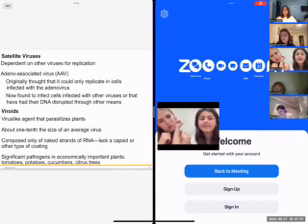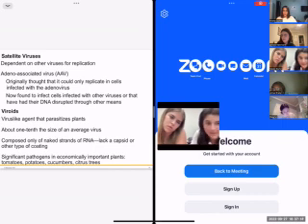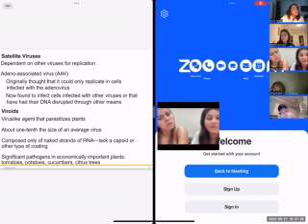And then we have satellite viruses, and they are dependent on other viruses for replication. So they need one virus to be present in order for them to replicate. One is called adeno-associated virus. It was thought that it could only replicate in cells infected with the adenovirus, but now we find that to infect cells, they have to be infected with other viruses or have had their DNA disrupted through other means.